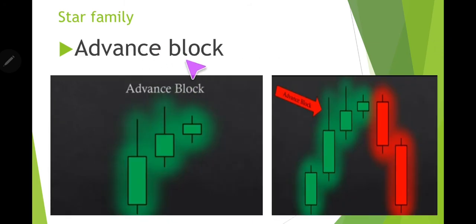Advanced block is the mirror image of what I spoke about. You'll find that in an advanced block, the trend was in an upside, but was some kind of losing power, losing momentum, was decelerating bit by bit, such that the candle there on top is almost non-existent, and the trend now is ready to reverse to the downside. This is called advanced block.